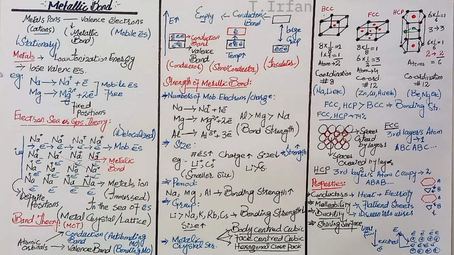And metals have photoelectric and thermionic effect. As we heat the metal wire, this wire releases electrons or emits electrons.